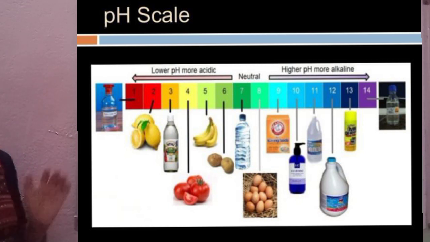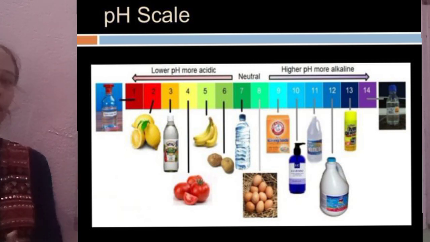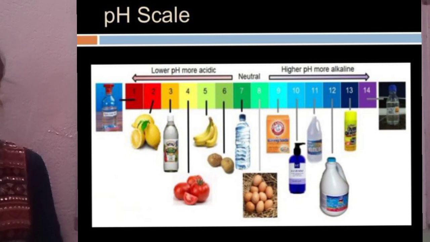Clear, student? So please see this figure very carefully. It will clear your doubts regarding the acids and the bases. The 7 is neutral. Clear? Before the 7, there are the acids, and after the 7, there are the bases. Clear, students? So this is all about the pH scale.